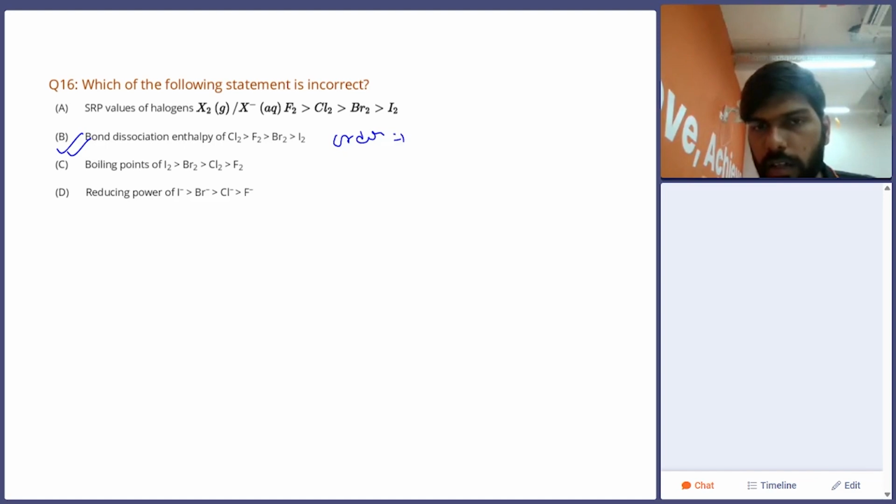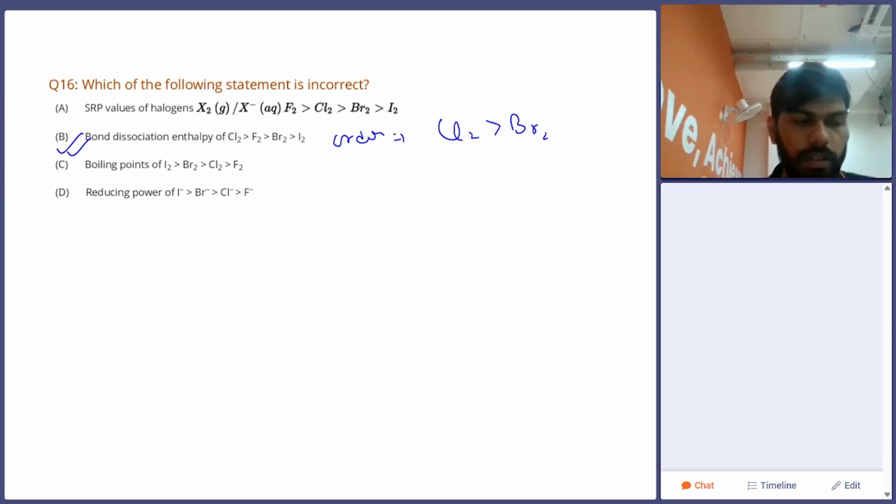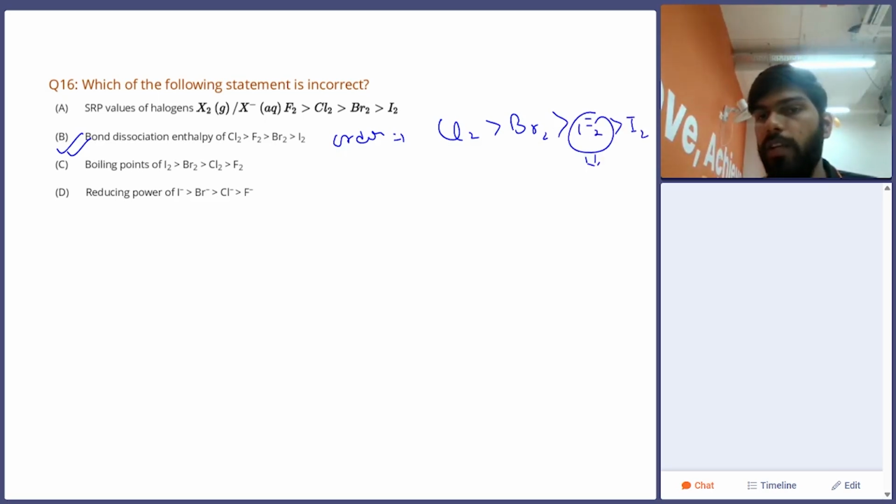The correct order is Cl2, Br2, then F2, and then I2. The reason is that fluorine is small in size, so there is electron repulsion. Due to the repulsion, it is quickly going to break.